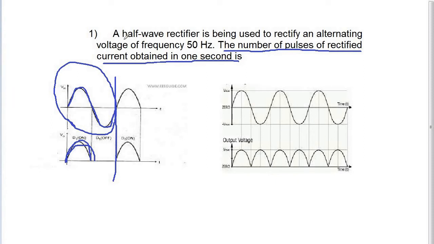Now suppose the same question had been asked for a full-wave rectifier. For a full-wave rectifier, if this is one cycle, we are getting two pulses. So if the frequency had been 50, we would have got 100 pulses in 1 second. Now in our case, because the question is asked for a half-wave rectifier and 50 Hz, we have 50 pulses in 1 second. If the question had been for full wave, the answer would have been 100 pulses in 1 second.